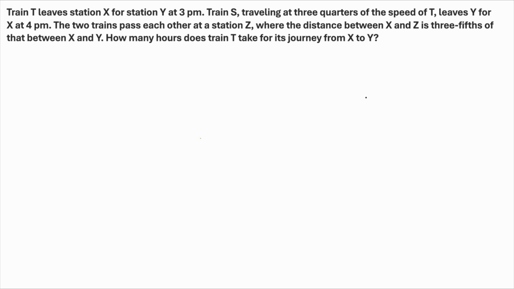Good question, beautiful question, because they have asked you the time in hours for the train T to travel from X to Y. And the only information we have to calculate the hours value, the time value, is that the time gap is 3 p.m. to 4 p.m. That is 1 hour. This is the only information we have to calculate the time. Good. So let's start solving.